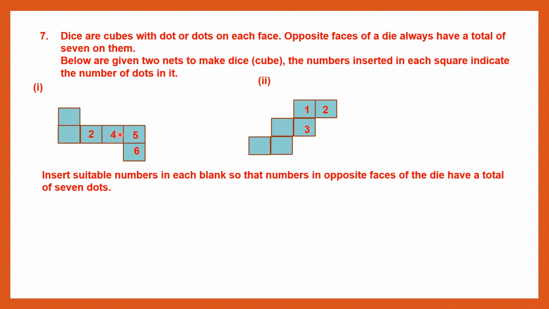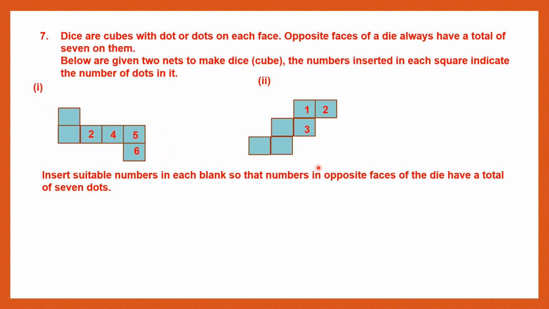So here, 4 numbers have been given to us. We have to find out what the 2 numbers here are. Similarly here also 3 numbers have been given. We have to find out 3 more. The question is, insert suitable numbers in each blank so that numbers in opposite faces of the die have a total of 7 dots. So we have to put it in such a way that the opposite faces have 7 dots. Now we need to find out which are the opposite faces.